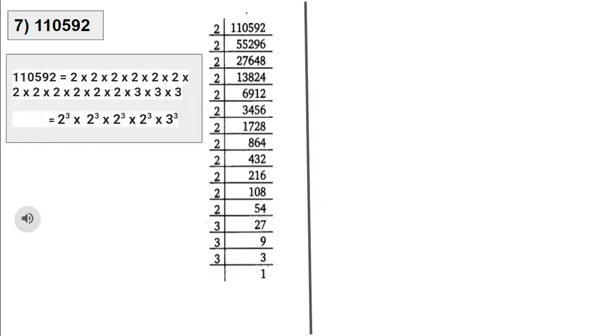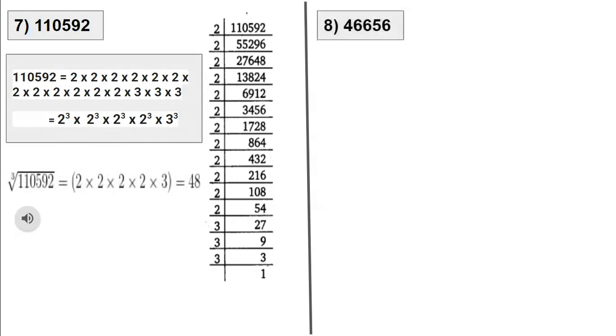So the cube root of 1,10,592 is equal to 2 into 2 into 2 into 2 into 3. Means 4 times 2 into 3. So that is equal to 2 2s are 4, 4 2s are 8, 8 2s are 16, 16 3s are 48. So the answer is 48. So the cube root of 1,10,592 is 48. Now see question number 8.